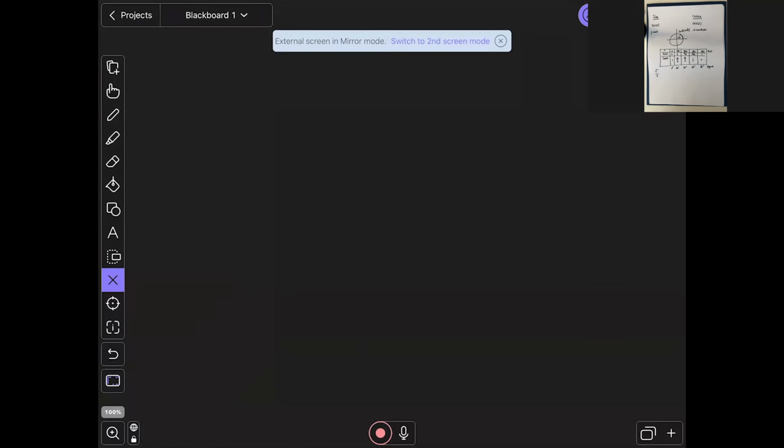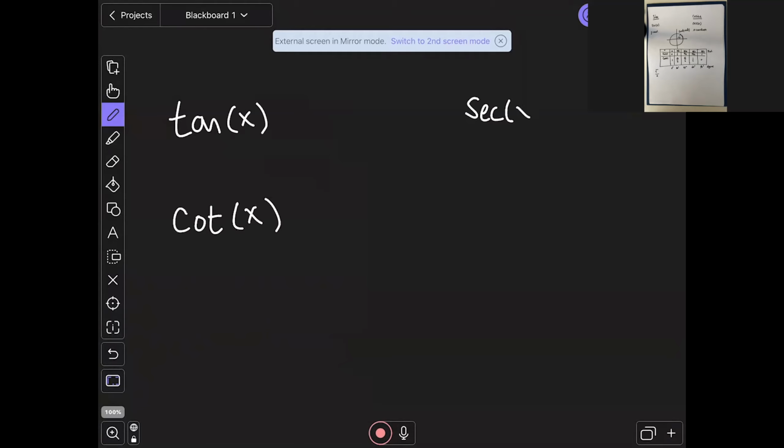All right, so what we're going to be thinking about, there are going to be 4 new functions that we bring into play. The first one is called tangent, and we use this notation tan x. And then the other one is cotangent, so we use this cot of x. And then we have a function secant, and then we have a function cosecant of x.